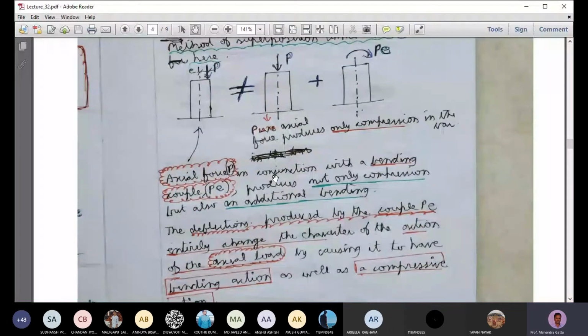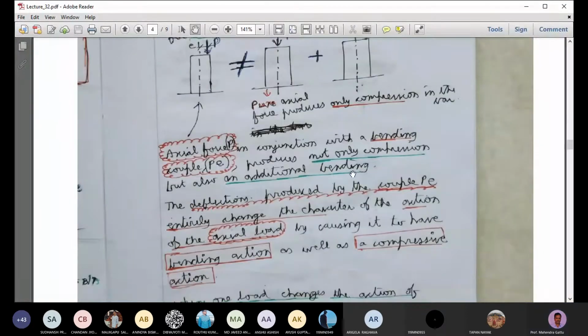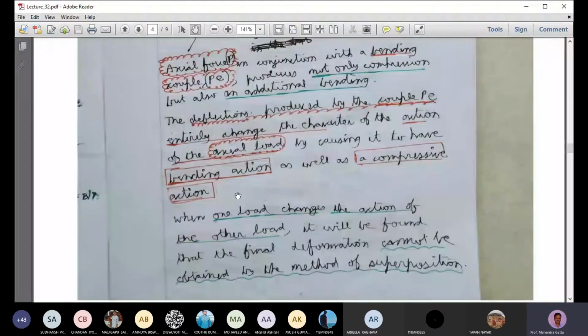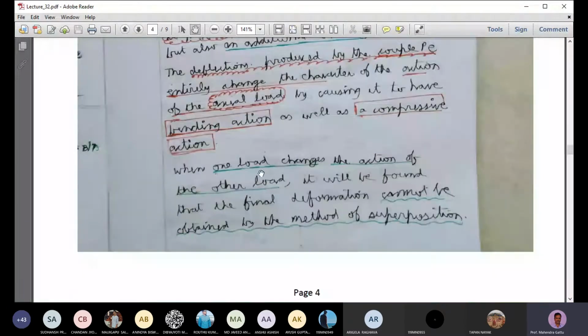So axial force in conjunction with a bending couple produces not only compression but also an additional bending. That extra bending moment is P into delta minus y of x for that column. So the deflection produced by the couple entirely changes the character of the action of the axial load by causing it to have bending action as well as a compressive action. So when one load changes the action of the other load, it will be found that the final deformation cannot be obtained by the method of superposition.